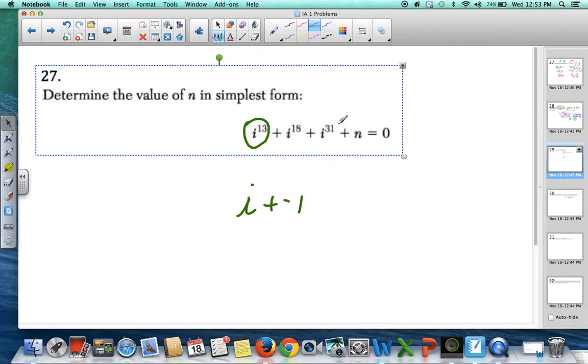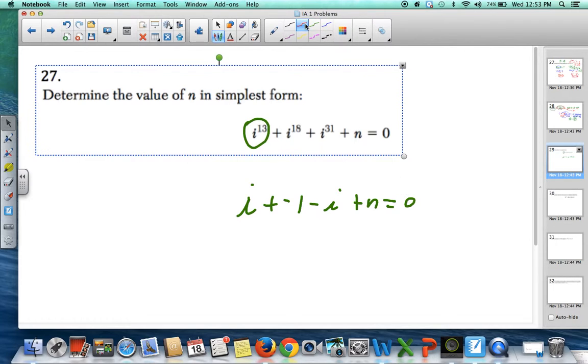i to the 31st, the closest multiple of 4 to that is 28. So that becomes i to the 28th. So that's like i to the third, and i to the third is negative i, and then plus n equals 0. So that's what the equation becomes.